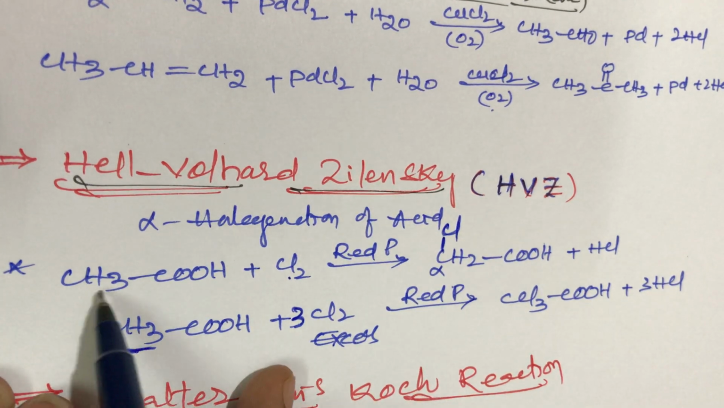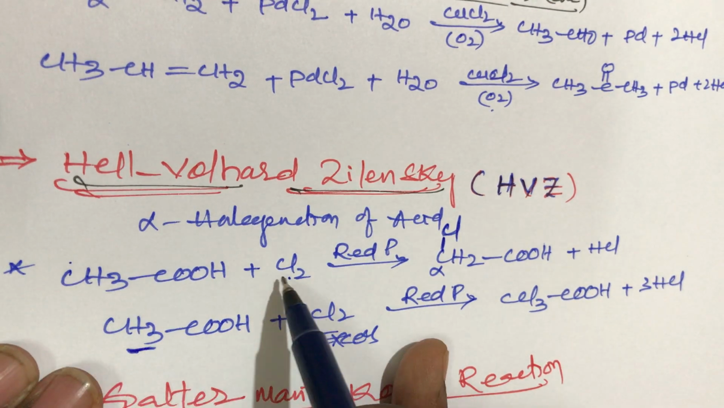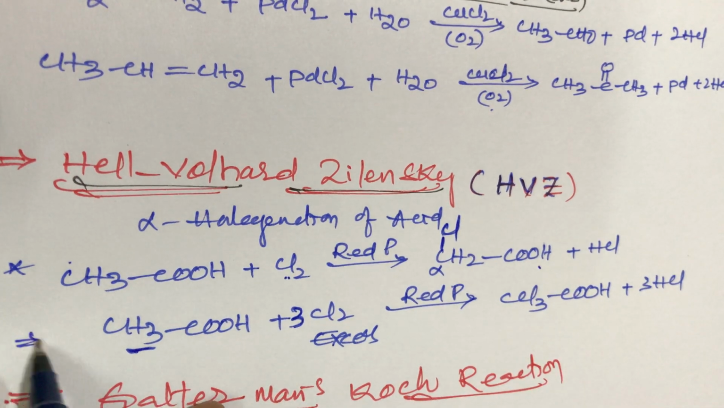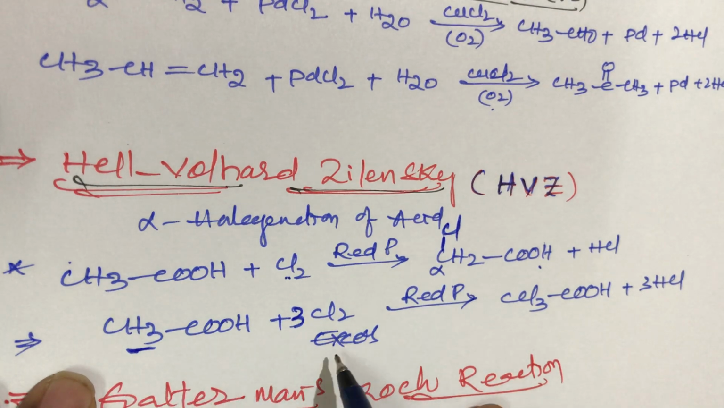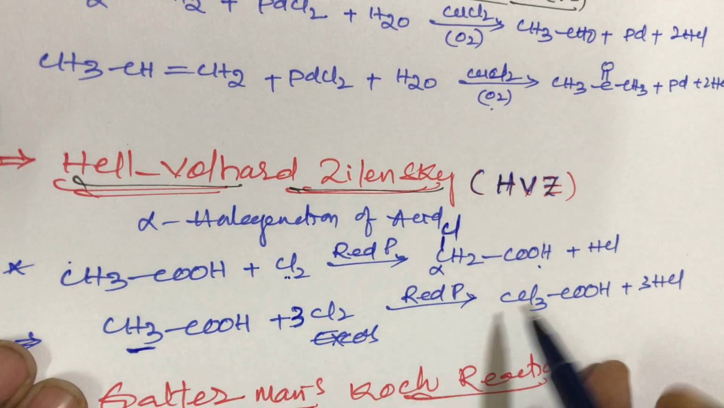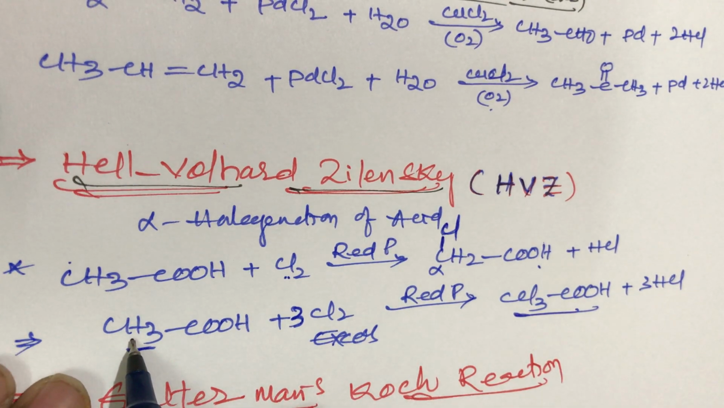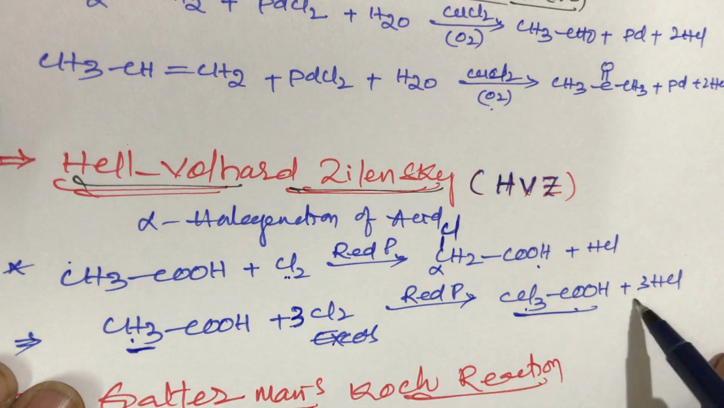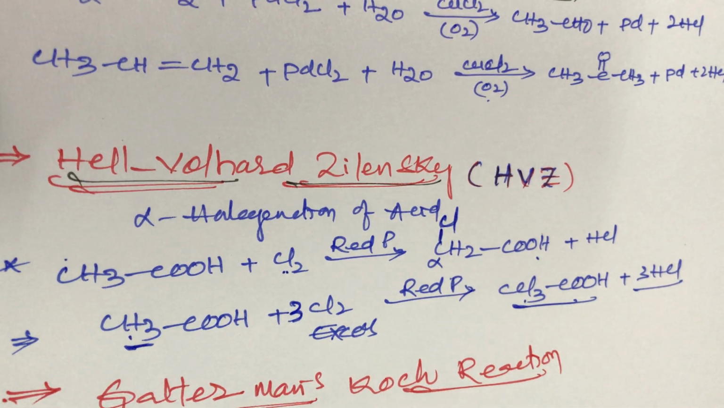In this reaction, 3 hydrogens are replaced by 3 chlorines. Simple trick: in the first reaction, only 1 hydrogen is replaced by 1 chlorine, and we get alpha chloroacetic acid. In the second reaction, when acetic acid reacts with excess chlorine in the presence of red phosphorus, we get trichloroacetic acid, meaning 3 hydrogens are replaced by 3 chlorines, plus hydrochloric acid. This is the simple trick for the HVZ reaction, the alpha halogenation of acids.